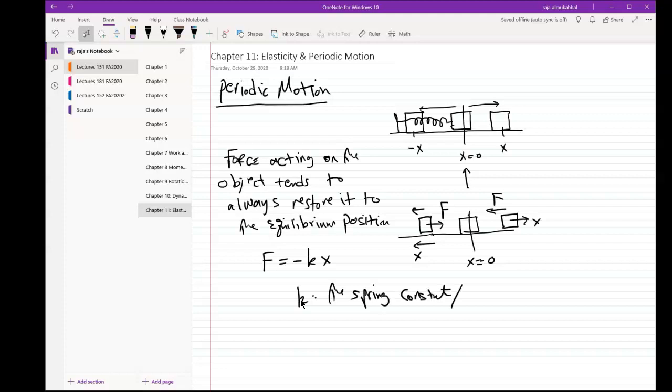Okay, I like to call it the stiffness constant. Stiffness constant. Basically the k value here tells you how stiff the spring is. The larger the value of k, the stiffer the spring. You got that?